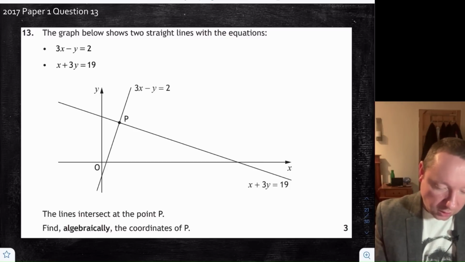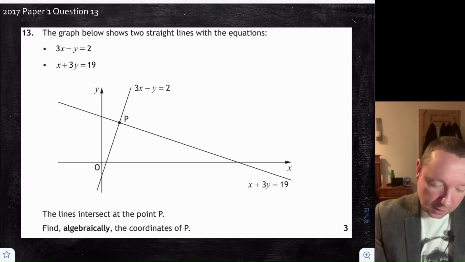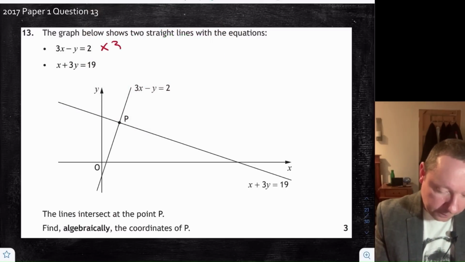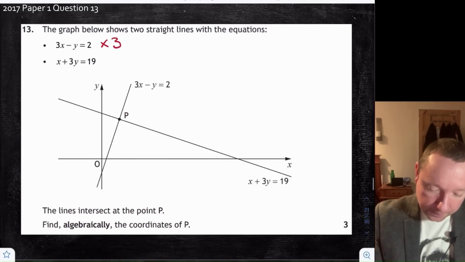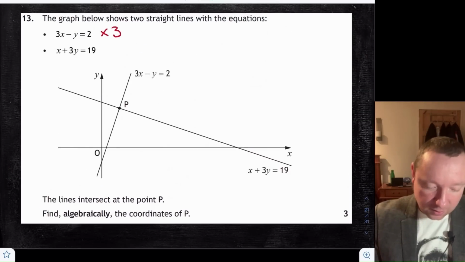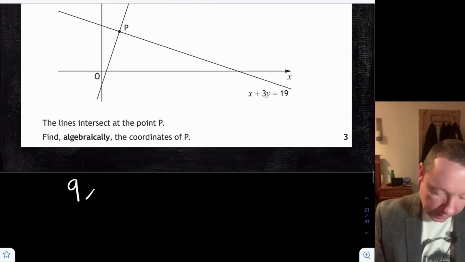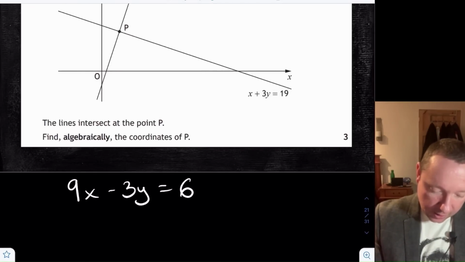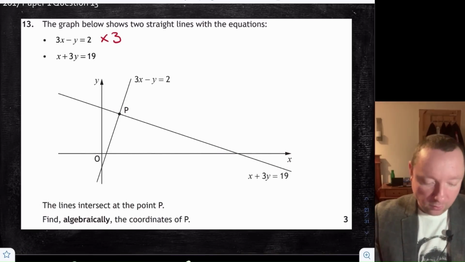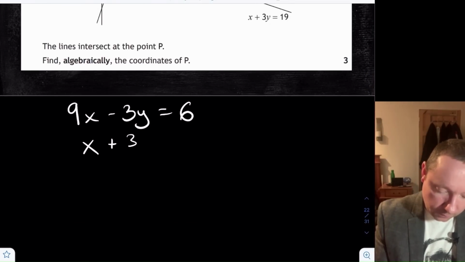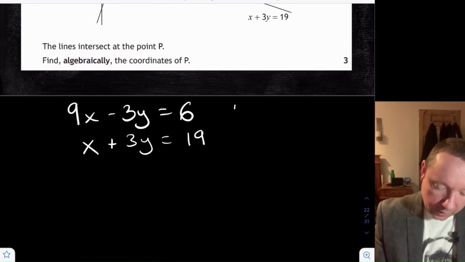So if I look at my 2 equations, I've got 3x minus y and x plus 3y. So I could times one of these by 3 to make the x's the same, or times this one by 3 to make the y's the same. This time I'm going to make the y's the same. So just times this one by 3. I can write down the new equations I get. So the first one I'm going to get is 9x minus 3y equals 6. And the second equation is staying the same, x plus 3y equals 19. So I'll call that equation 1 and equation 2.